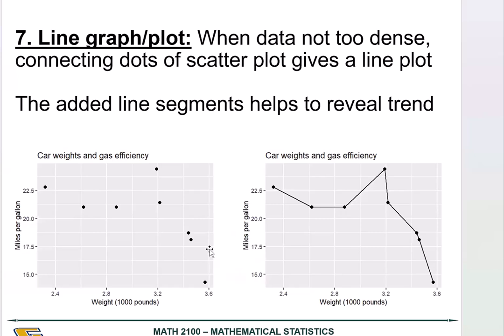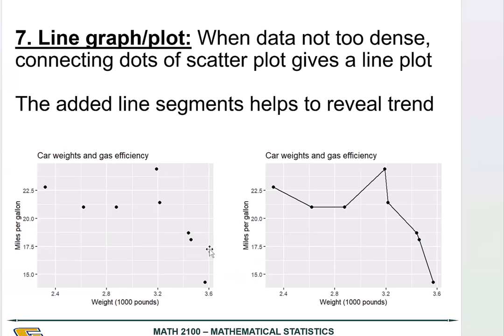Then we have another kind of plot we call a line graph, or line plot. When our data are not too dense, sometimes people also connect the dots of a scatter plot, and this will give you a line plot. The reason people do that is that they want to reveal the trend to see what is happening.